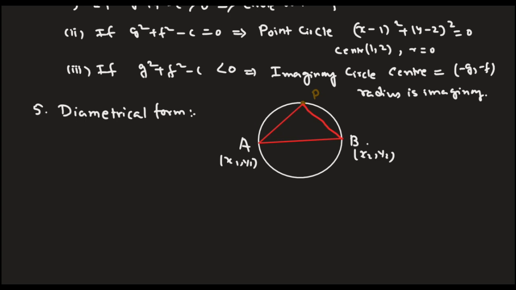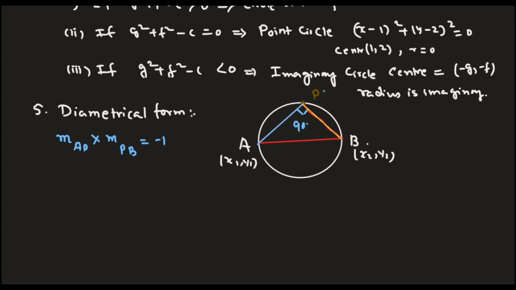Here I want to use a different color. It will look like this, and here I am using another color, this one. All of you know that this angle will be 90 degrees, because the angle in a semicircle is 90 degrees. So if it is 90 degrees, that means the product of the slope of the line AP and the slope of the line PB must be -1.